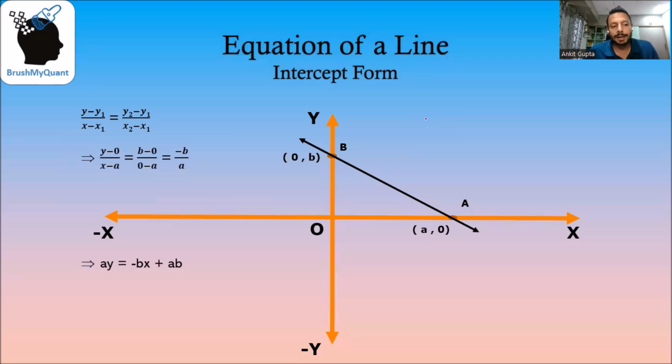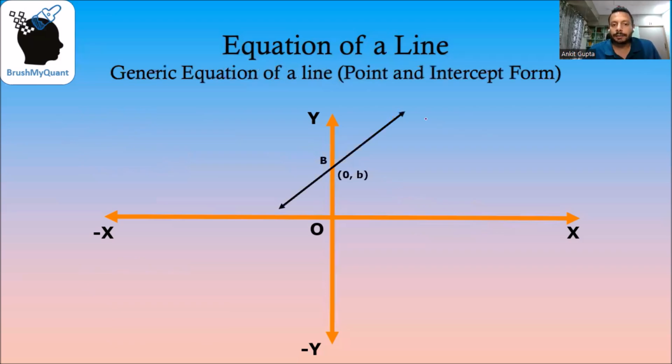Or if you simplify that by taking A to the left hand side and x minus A to the right hand side, AY is equal to minus BX plus AB. Or taking BX to the left side, BX plus AY is equal to AB. Now dividing both these sides by AB, we get x by A plus y by B is equal to 1, which is nothing but the intercept form of equation of a line.